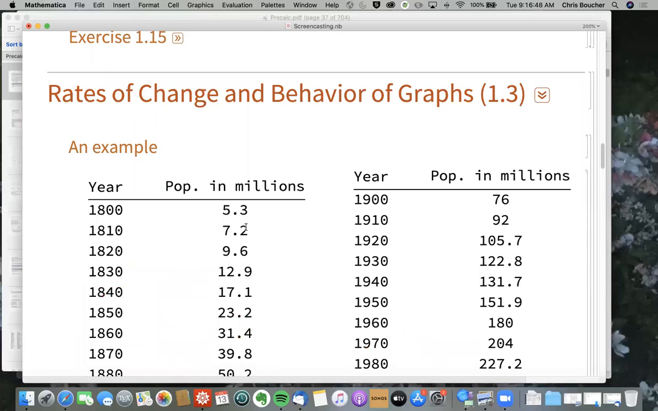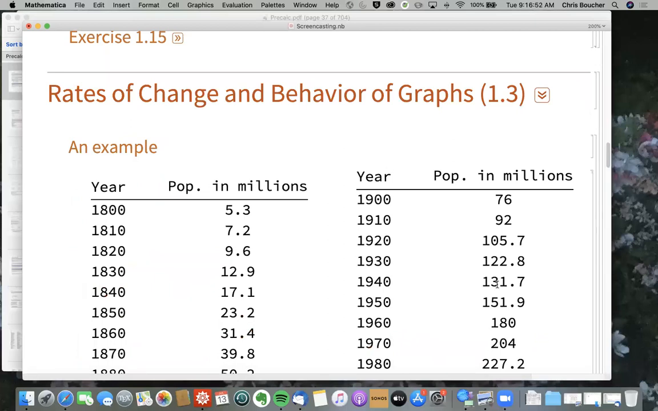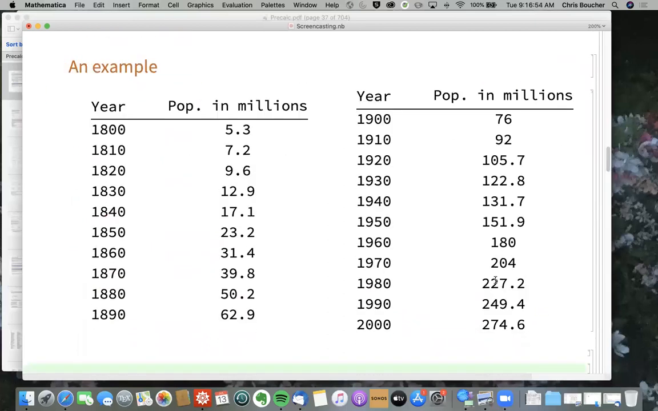which is, as you can see, about rates of change and behavior of graphs. So I'm going to start this with some data. And what I have here is population data for the United States. You can see I have a column of years and a column of populations in millions, and we stopped some 21 years ago. I think the population today is somewhere around 330 million.